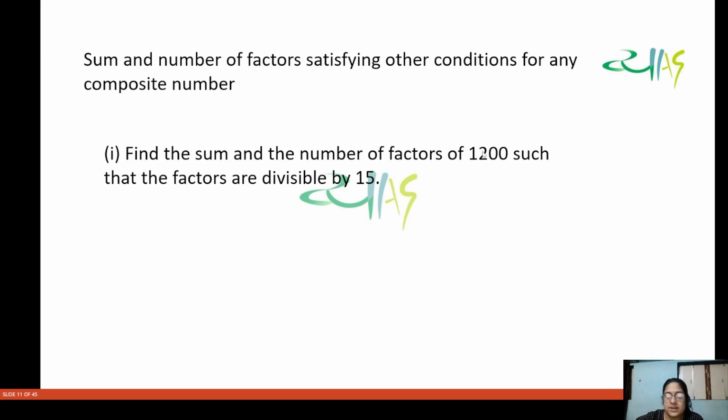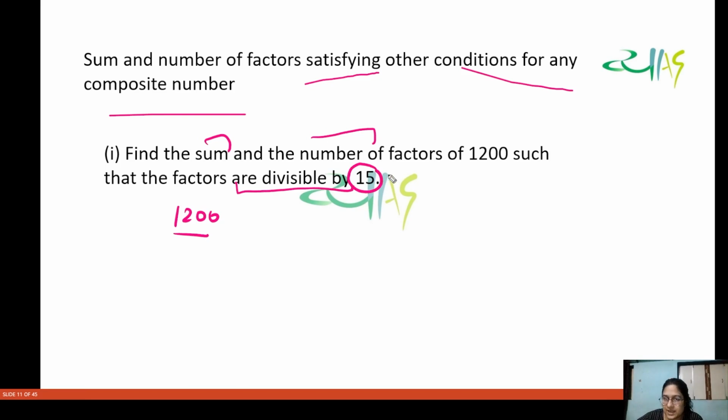So this is about even and odd. Now let's see the sum and number of factors satisfying other conditions for any composite number. So for example, you have 1200. Find the sum and the number of factors such that these factors are divisible by 15. So how to do this?